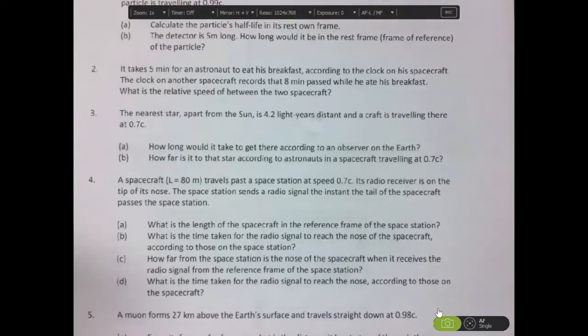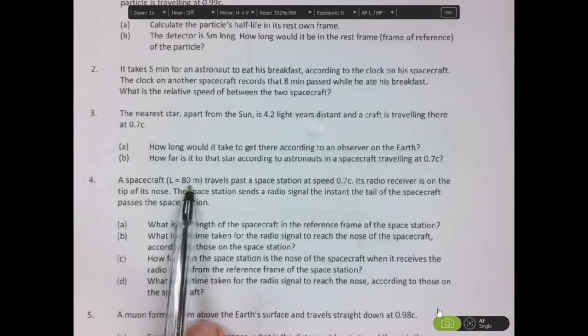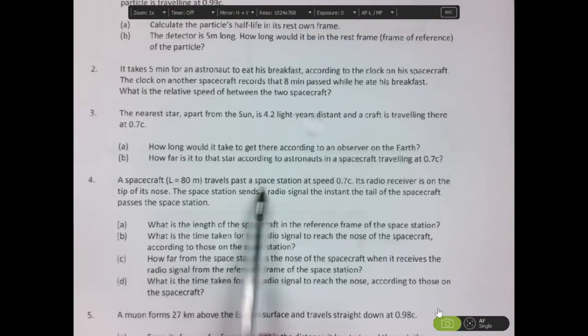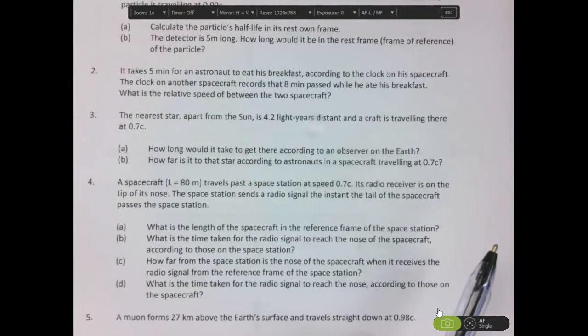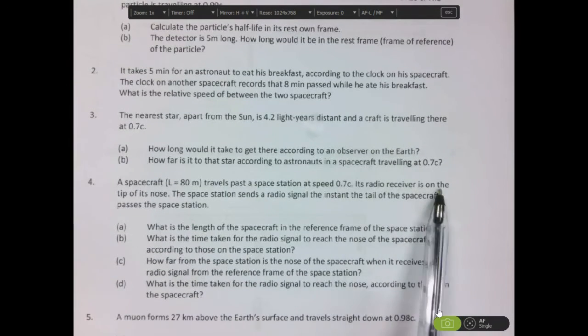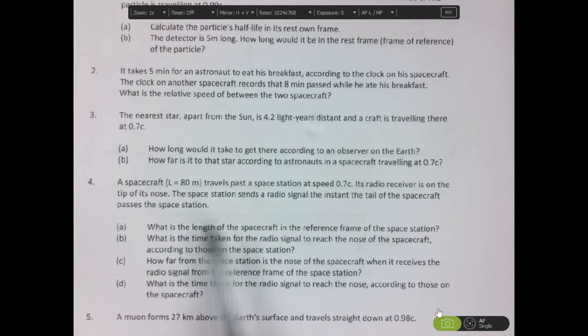Rightio, a spacecraft, which is given a proper length of 80, is travelling past a space station at the speed of 0.7 c. Its radio receiver is on the tip of its nose. That's interesting. And the space station sends out a radio signal the instant the tail of the spacecraft passes the station. I think I need a diagram to unpack that. So let's look at the first question.